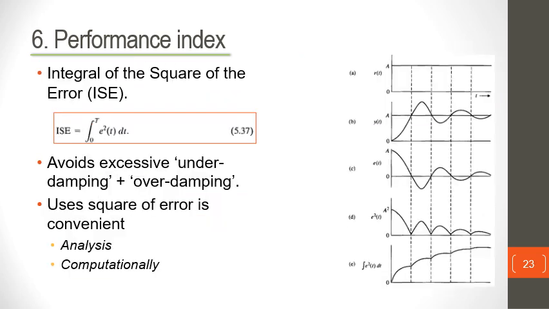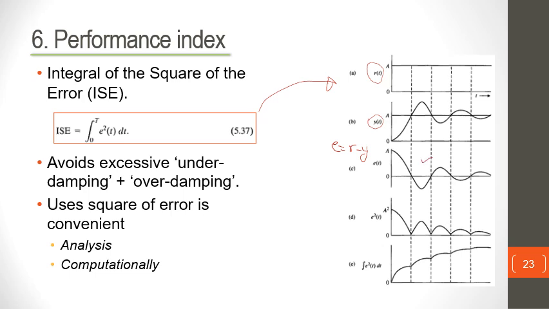Looking in detail now at the ISE, we can see, for example, how the ISE is calculated using the following series of figures. Now this is the step input, and this is the output response that's obtained, which is y. Now the error here, which is simply equal to r minus y, its function will look like this.